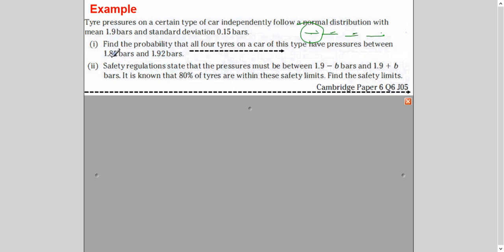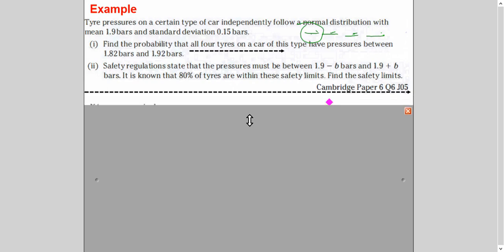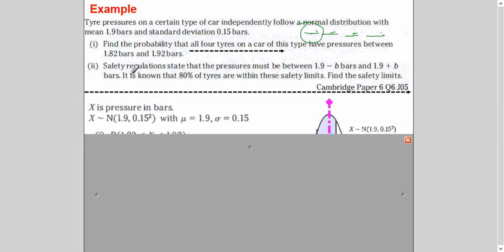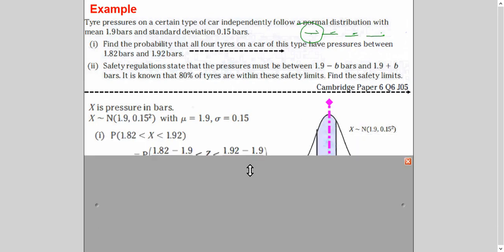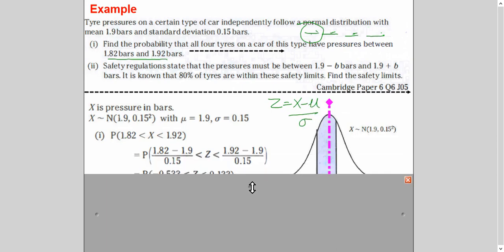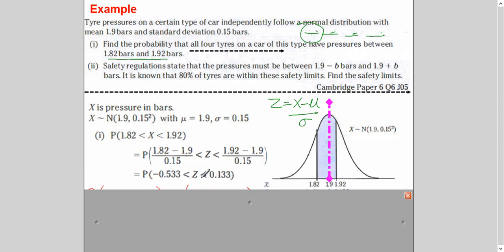Anyway, so let's say 1.82 bars and 1.92 bars, what is between it? These are my X values. So I'm writing this information into normal distribution, right? After that, this is what is given to me here. Then I will change this into Z. So 1.82 minus 1.9. Why am I doing this? Because of this formula. This is how we change X value into Z value. Right? And I got these Z values.